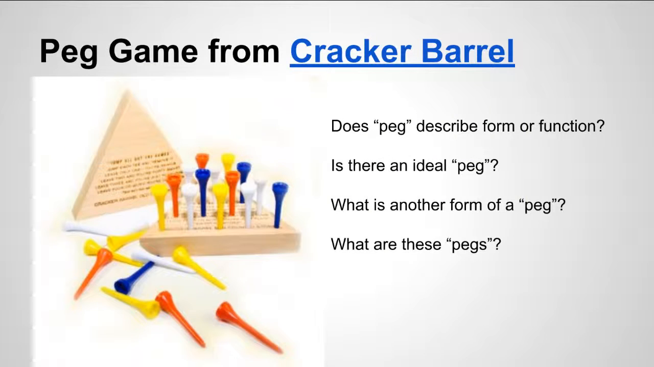There's this peg game from Cracker Barrel. Pegs are these colored things right here. Does the word peg describe form or function? The Greeks believed that there were ideal forms. Is there an ideal peg? Is there another form of a peg? What are these pegs? Where do they come from? Why this weird shape for this game?